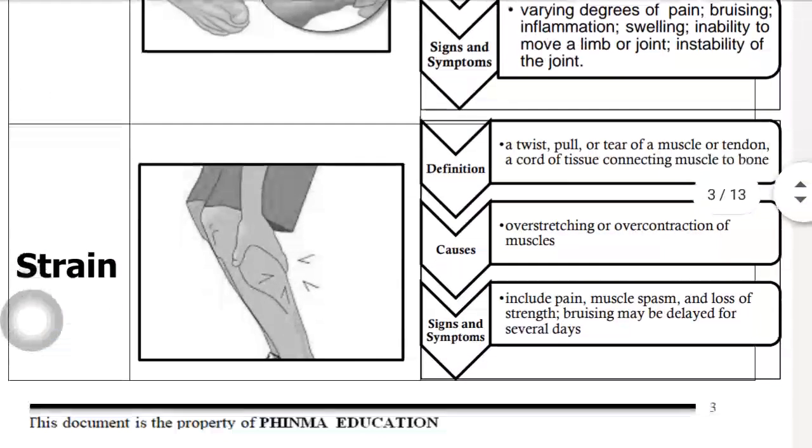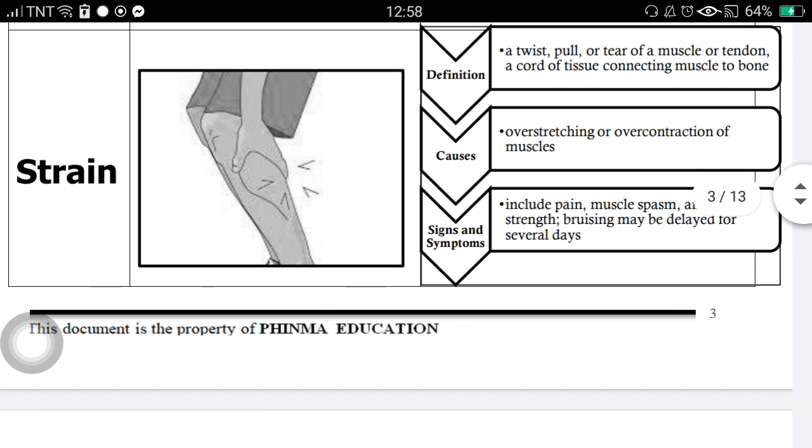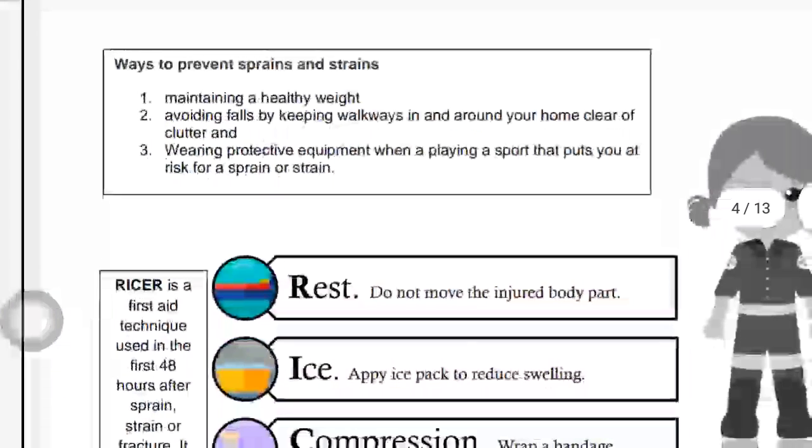So, lagi ni tendon or strain. Basta na T, tendon. So, overstretching ang cause or overcontraction of muscle. Ang sign and symptoms include pain, muscle spasm, loss of strength, bruising, may delay for several days. Kaning gapanggahi inyuhang bagtak mo ni siya ang strain or ang inyong sa muscles or sa inyong tendon.